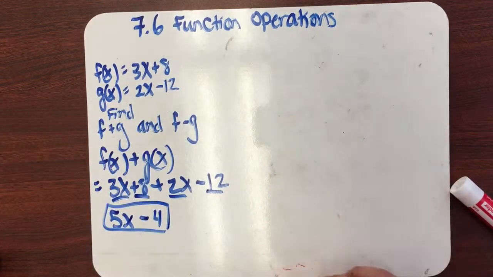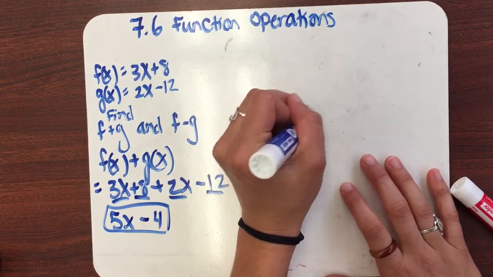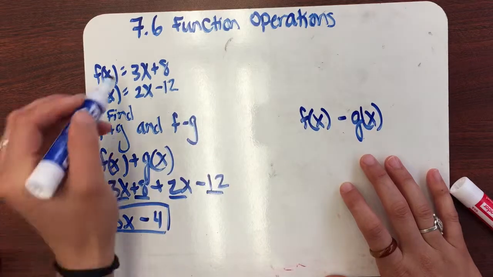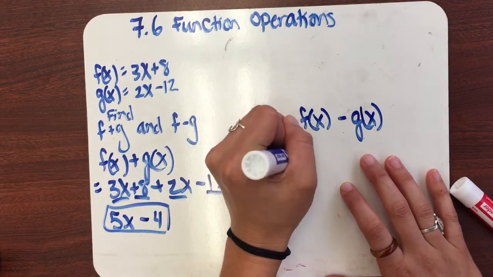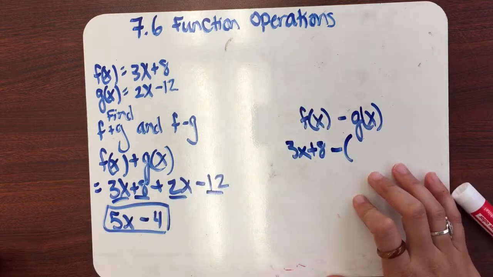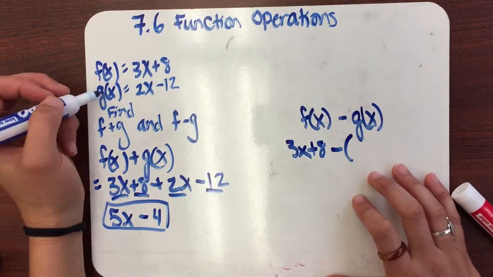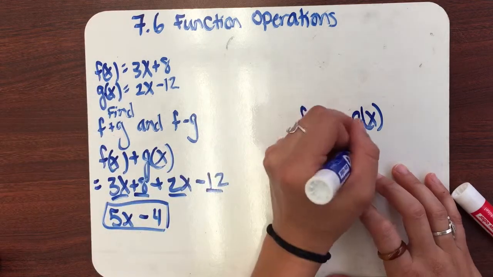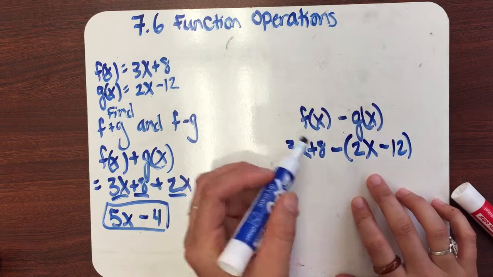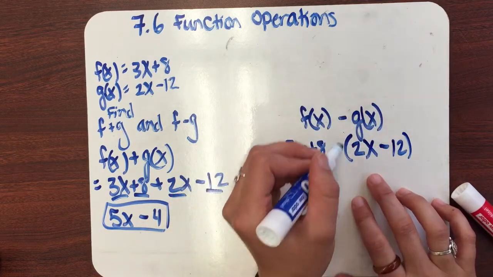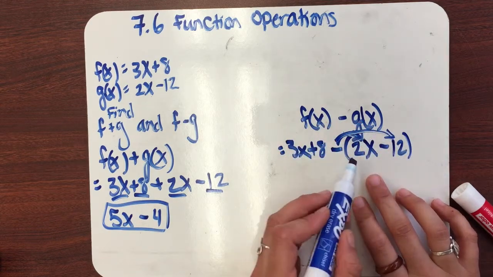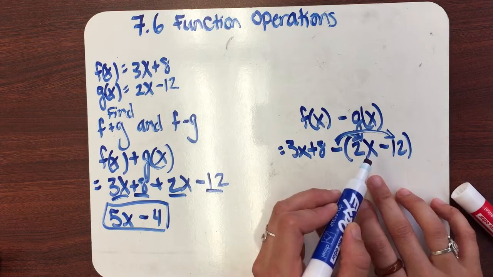If we're doing f minus g, then that just simply means f of x minus g of x. So for this one, f of x is 3x plus 8 still. And we're going to minus, we have to put this in parentheses to show that we're subtracting all of g of x. So we subtract 2x minus 12. And the reason why we have to put this in parentheses is because we have to distribute the negative to every term here, because we're just subtracting the entire g of x.